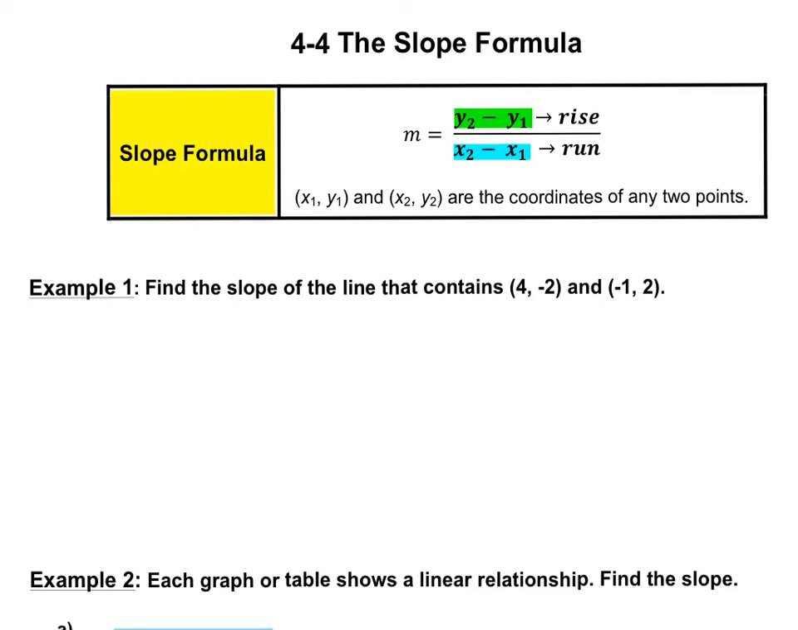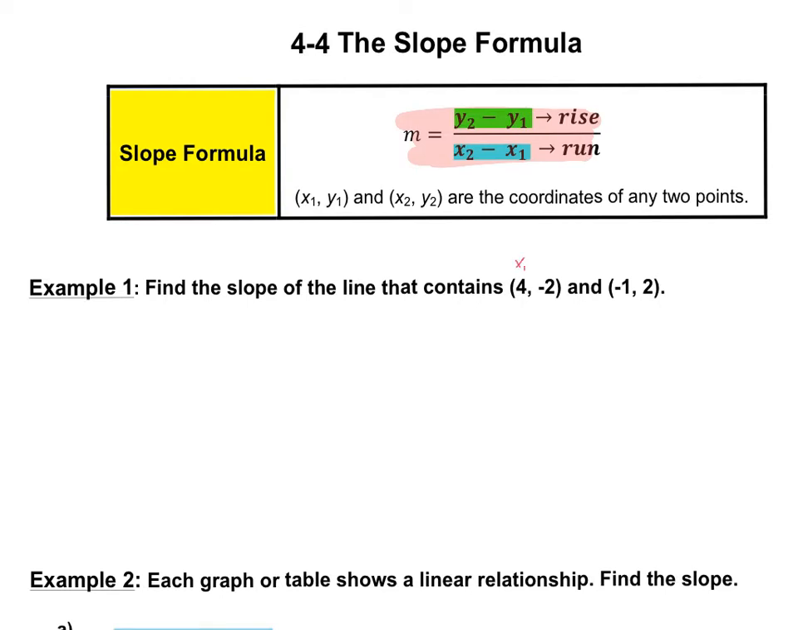I talked about this in 4-3, but this is 4-4, slope formula. The slope formula is the same thing as rise over run. It's y2 minus y1 over x2 minus x1. Remember that the y's are on top. Let's take a look at example 1. Find the slope of the line that contains (4, -2) and (-1, 2).